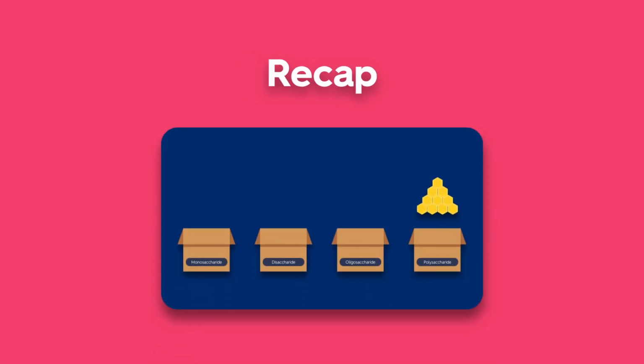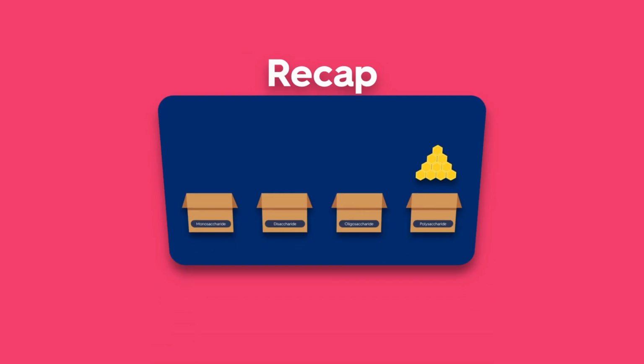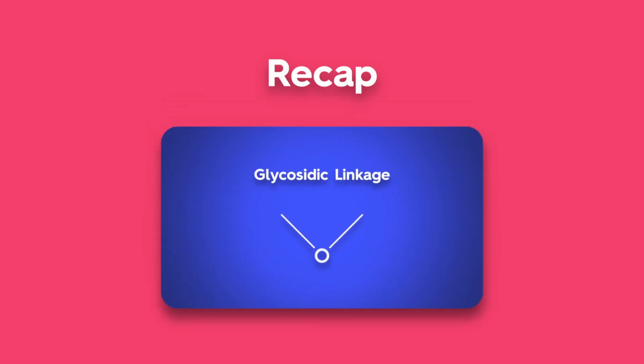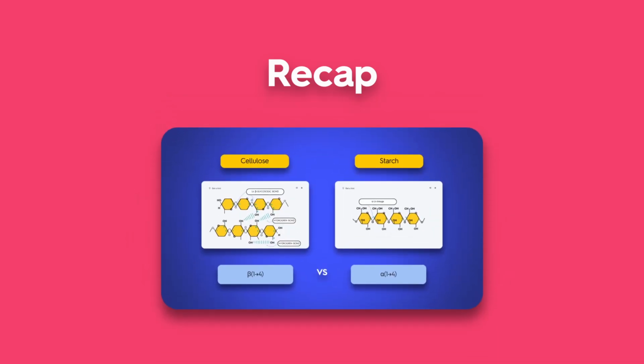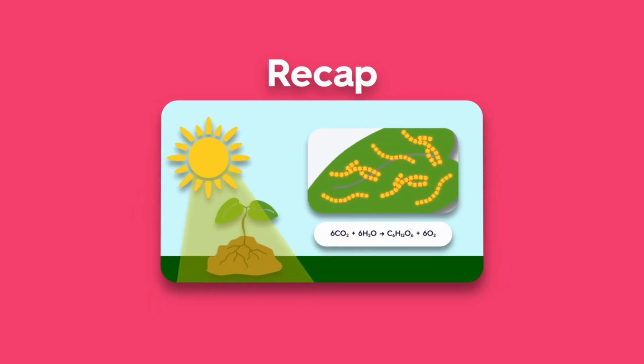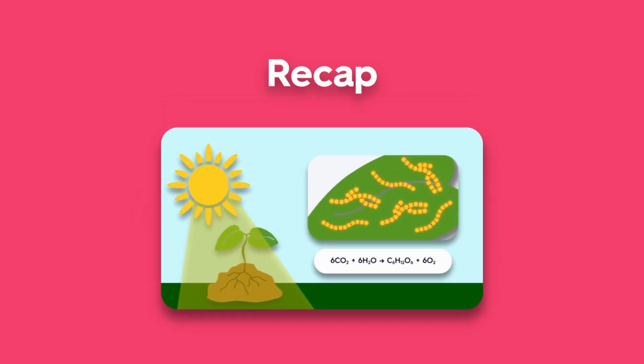To recap, carbohydrates range from single sugars to long chains. Glycosidic linkages connect units, and the link type, whether alpha or beta, drives function. Plants make carbohydrates through photosynthesis, and our cells convert them into usable energy.